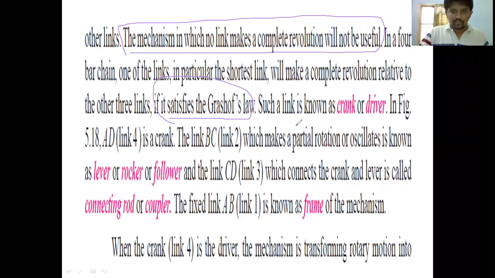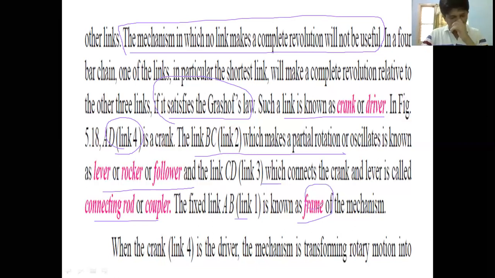In these links, one of the links is our crank or driver. In the example, we know that the crank is our AD, and the link BC is our lever or rocker or a follower, and CD is something which is connecting these two, which is a connecting rod, and the fixed link AB is defined as the frame.